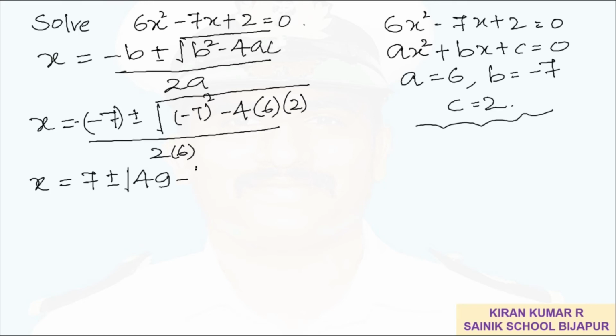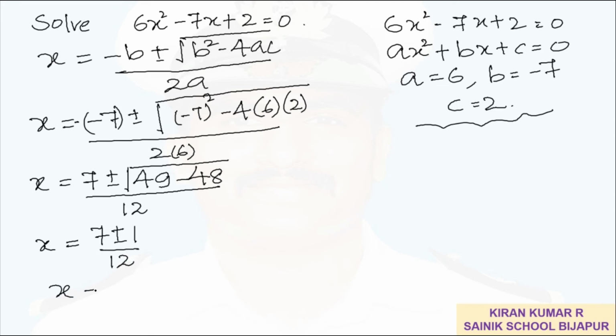multiplied by 2 is 48, divided by 2 times 6, which is 12. Finally we get x is equal to 7 plus or minus 1 divided by 12. So the value of x will be (7 + 1)/12, or else the value of x is (7 − 1)/12.